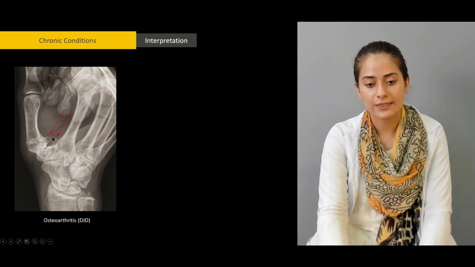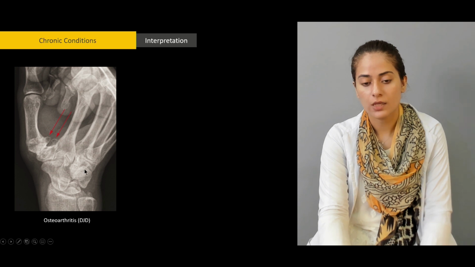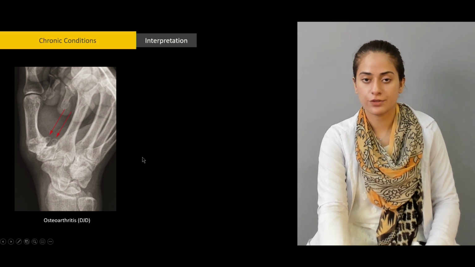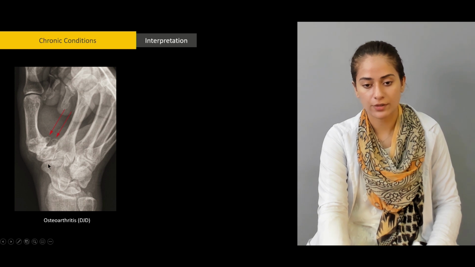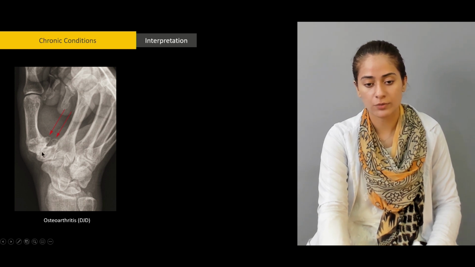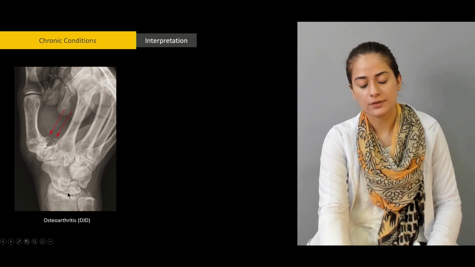Here we can see the osteophytes of the first metacarpal, and also here. So this is osteoarthritis. There is sclerosis everywhere, and there is obviously joint space narrowing. There's almost no joint space here, and the joint space is narrowed here as well.